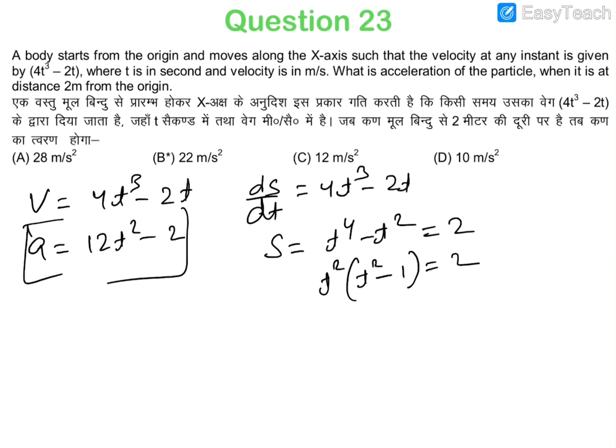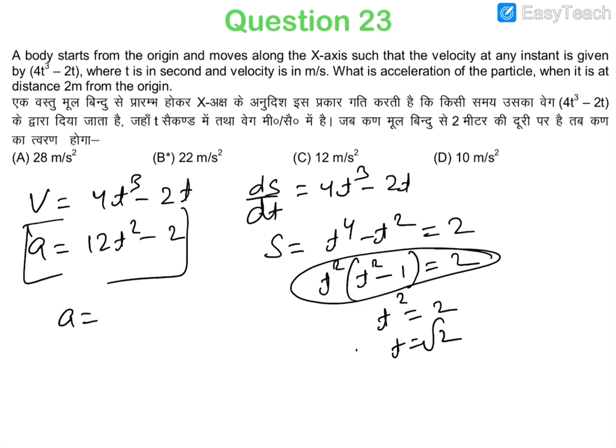See, if you can find out the value of t square from this, if t square is equal to 2, then you can see that t square into t square minus 1 is 2. So t will be equal to root 2. So a will be equal to 12 into 2 minus 2, which is 22. So the correct answer is B.